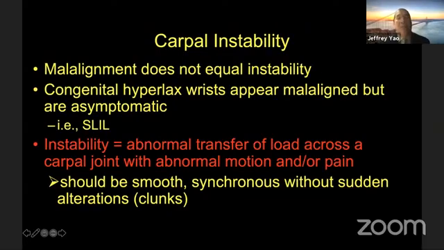When it comes to instability, malalignment does not equal instability. It's important to remember that, especially in our Asian American cohort of patients. We often see, especially in female Asian Americans, congenital hyperlax wrists, which may appear malaligned but are completely asymptomatic. We'll often see scapholunate gapping in a completely asymptomatic patient with a normal scapholunate ligament. So instability is really an abnormal transfer of load across the carpal joint with abnormal motion and, more importantly, pain.